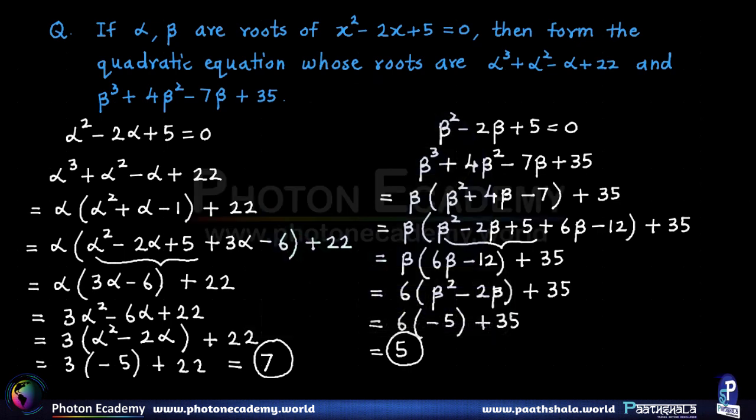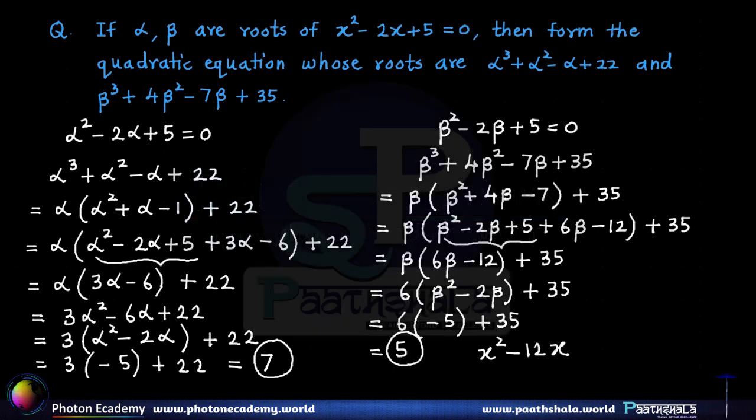So to form a quadratic equation: x square minus, we know the middle coefficient is nothing but minus of the sum of the two roots, which is 7 plus 5, which is 12. And lastly, the constant term is nothing but the product of roots, so that is 7 into 5, which is 35, equal to 0. So therefore this is the required quadratic equation.